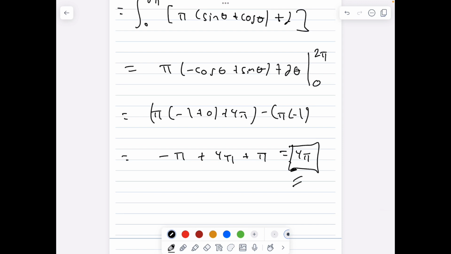So that answer 4 pi, you would have gotten the same way if you did the surface integral separately of the hemisphere and the circle. Okay, so nice little shortcut for us. Very important though, you have to have a closed surface. If you don't have a closed surface, this will not work for you.